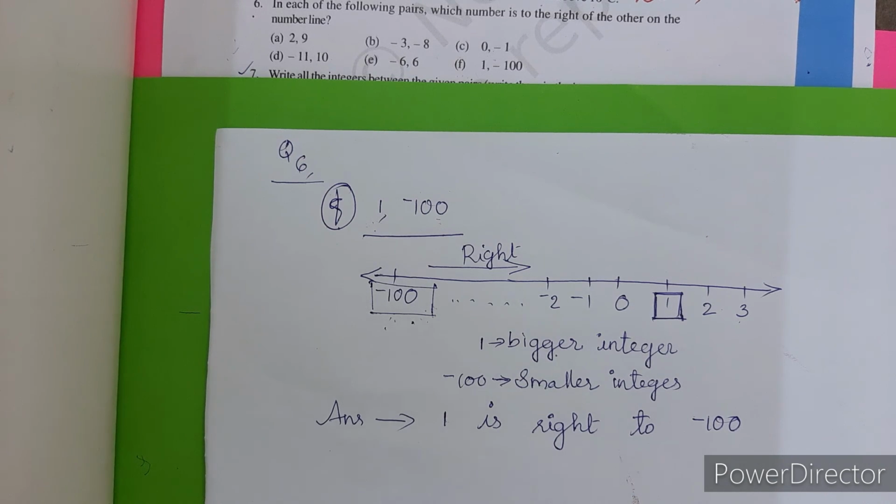This way we can solve the given pairs of numbers, to find which number is right to the other. One thing you should always remember: the bigger number will be right to the smaller number of the given pair.